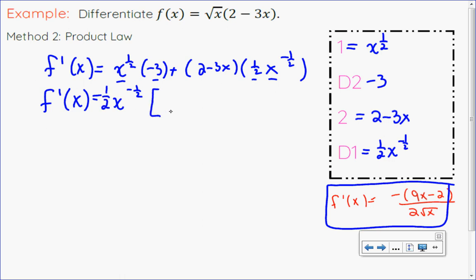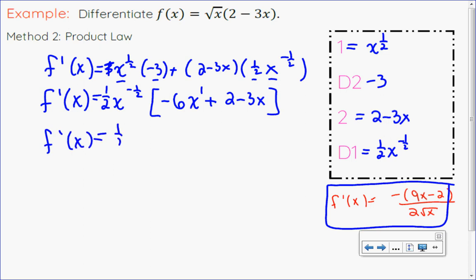So let's divide that by each of my terms. 1 in front of here, actually, negative 3 divided by a half is negative 6. X to the 1/2 divided by x to the negative half is keep the base the same, subtract the exponents, plus 1/2 divided by a half is 1. X to the negative half divided by x to the negative half is 1. I'm left with just 2 minus 3x.